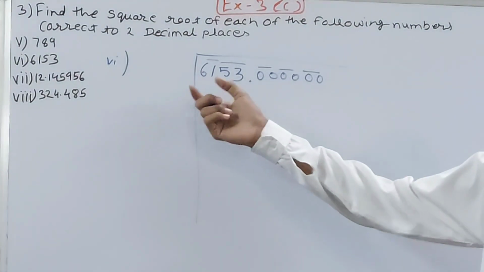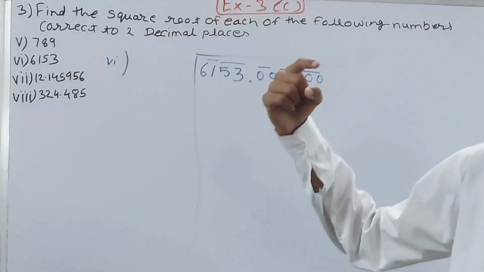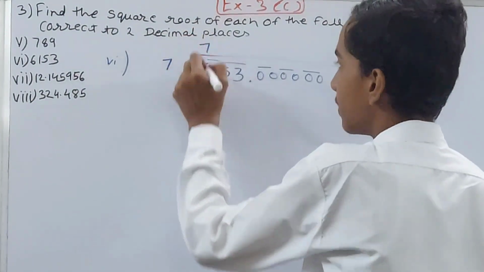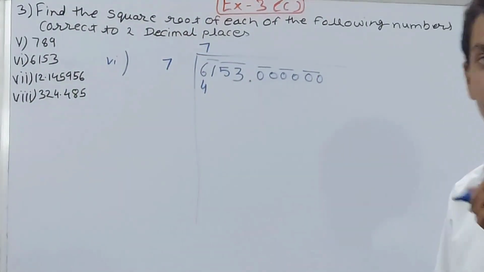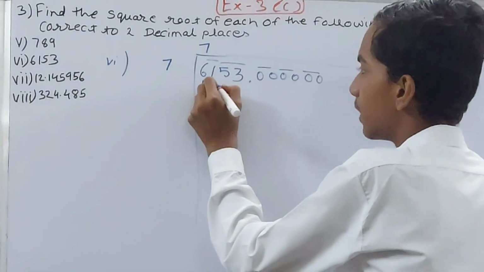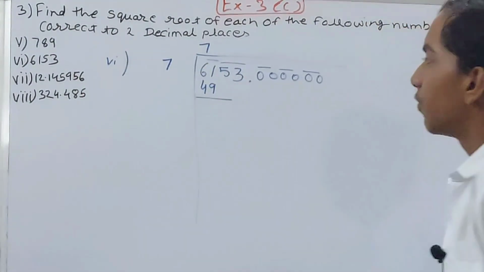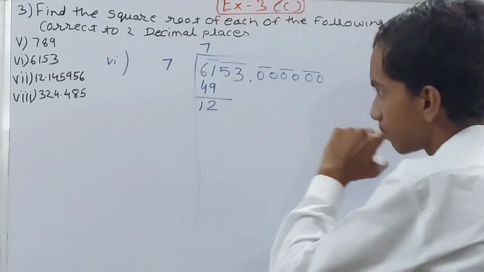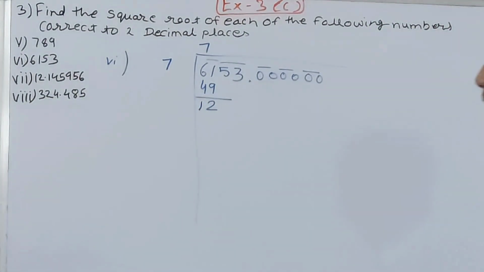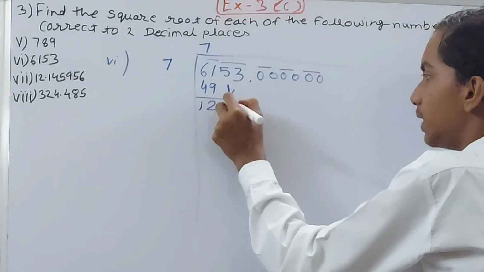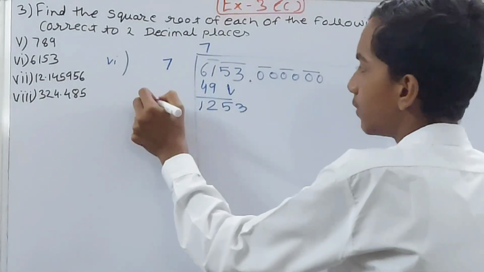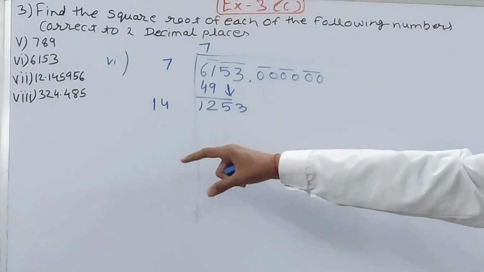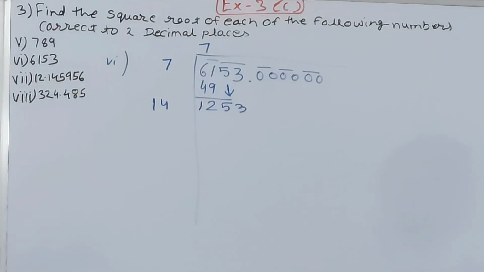61 is there, so the nearest square to 61 is going to be 7. 7 square becomes 48. Let's do that. 7 square is 49, not 48, right? So 49 here, and now 59 and 2 there, so 12 is the remainder. Let's bring down the next pair, that is 53. Double of 7 is 14. Now see here, 14 and 1253.